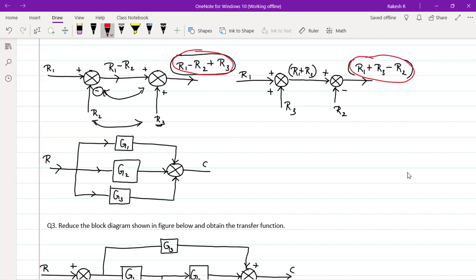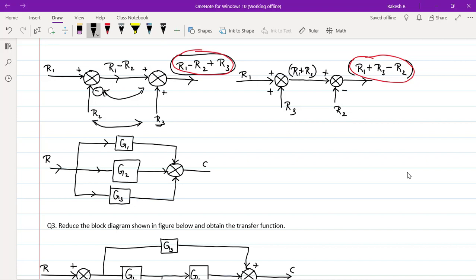That means from this, what can we understand? We can understand that if we interchange the summing points, the output remains the same. That is what the associative law says. That means the associative law holds good for summing points which are directly connected to each other. Here we should not have any other blocks; they should be connected to each other directly. That is what the associative law states.